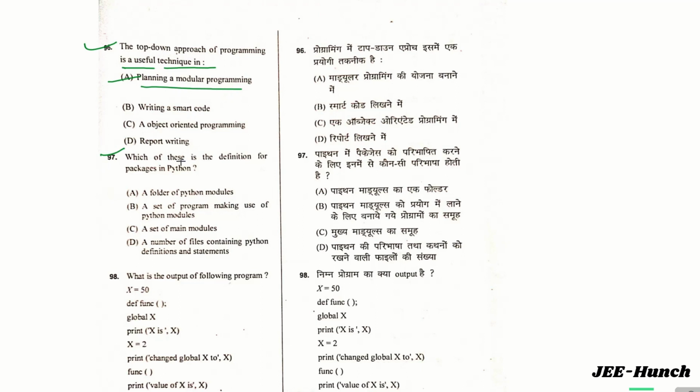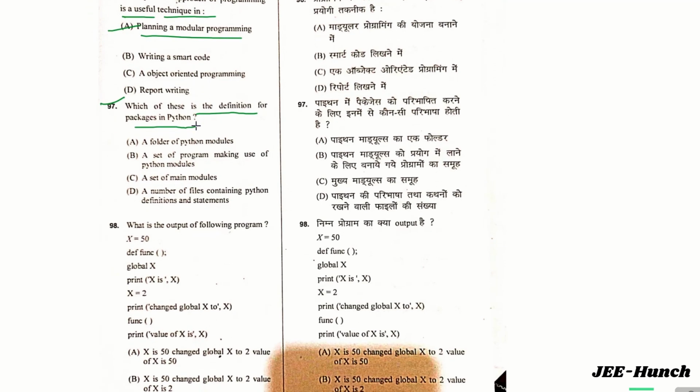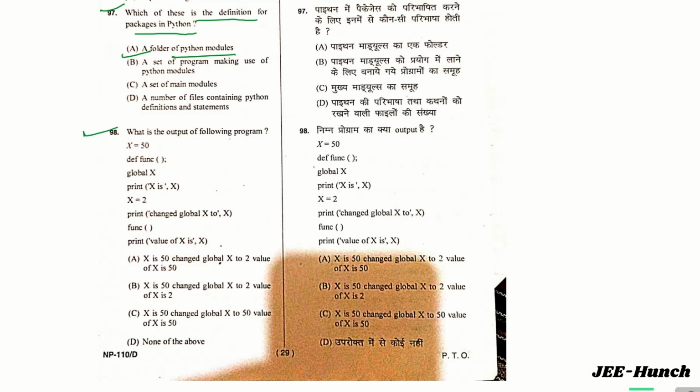97. Which of these is the definition for packages in Python? A folder of Python modules. Question number 98. What is the output of the following program? This is PC23. Because I have no more time, and it's 1 a.m. at night as I'm teaching you, I will do all these programs in a separate video, so don't worry about that. Just comment. So the option is correct: x is 50, change global x equal to 2, value of x is 50.